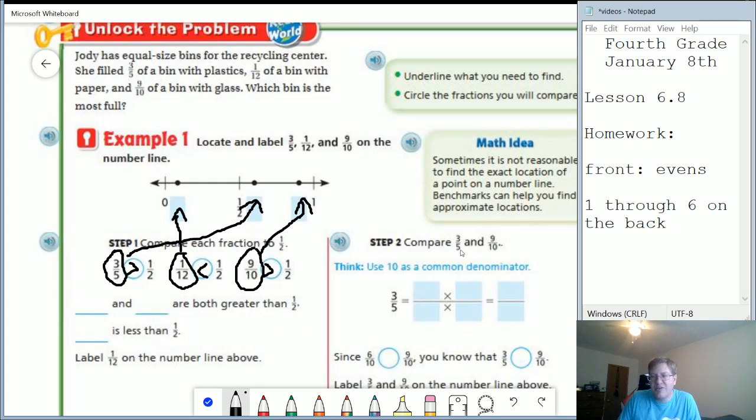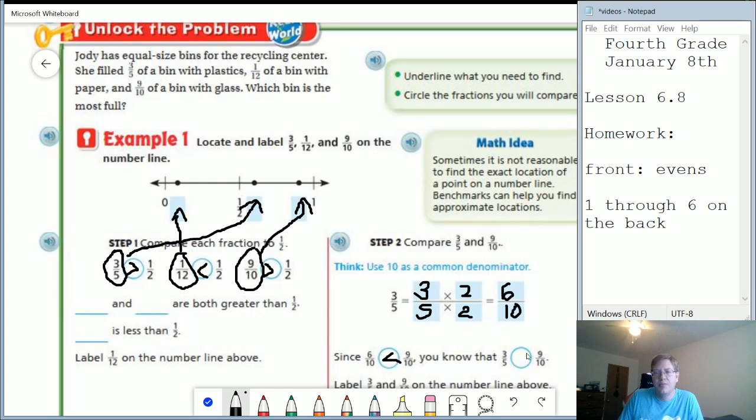So to get from parts out of 5 to parts out of 10, I need to multiply by 2. So my top and bottom number are both going to be multiplied by 2. And so when I do that, I get 10 for the bottom, and then 3 times 2 would give me 6, which would let me know that 6/10 is going to be less than 9/10.